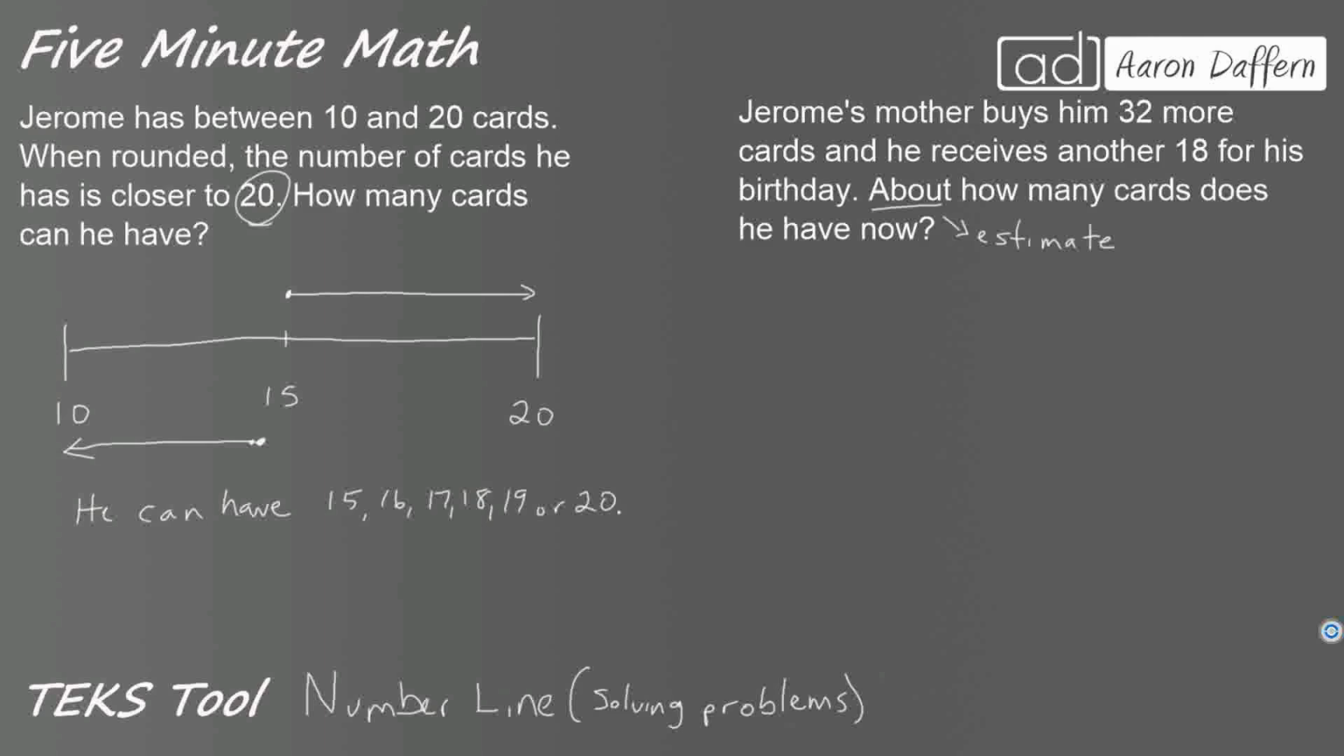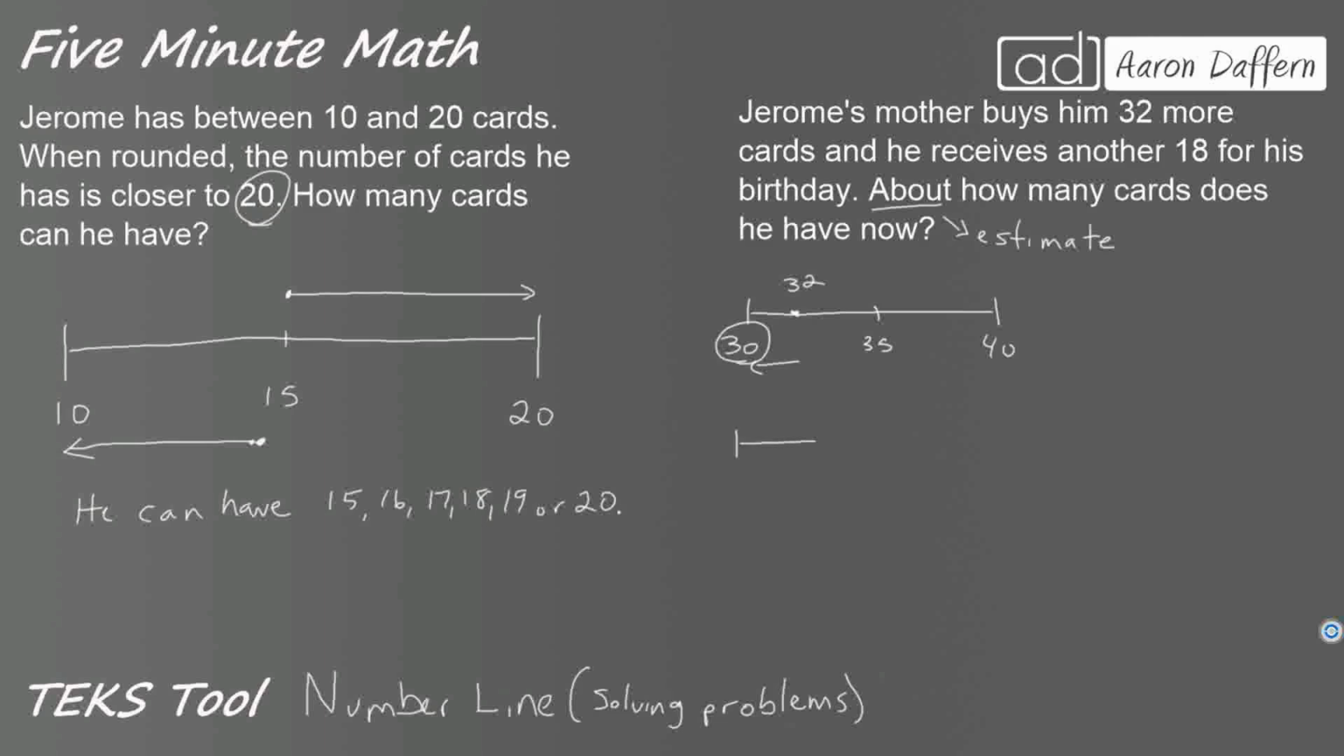Let's see what he has for the other two. So 32 cards. So what I'm going to do is I'm going to draw a number line. And 32 is between which two tens? 30 and 40. And I'm going to find my midpoint, my benchmark right there, 35. Now, where would 32 go? 32 would go right around here. And since it's below halfway, that means it's going to round to 30.